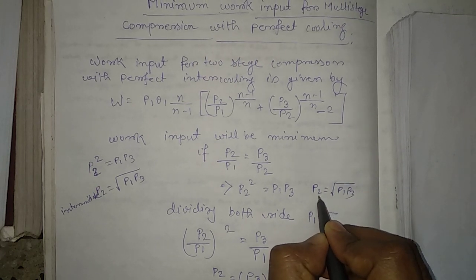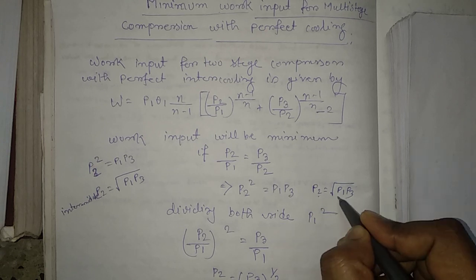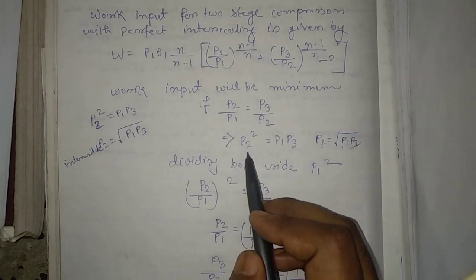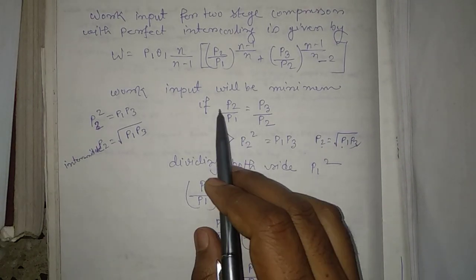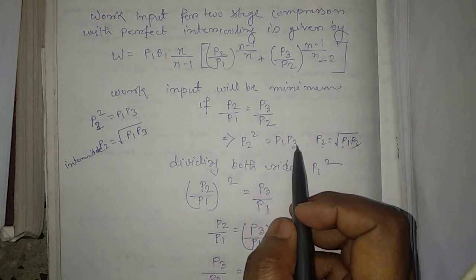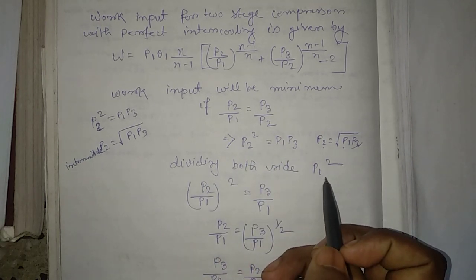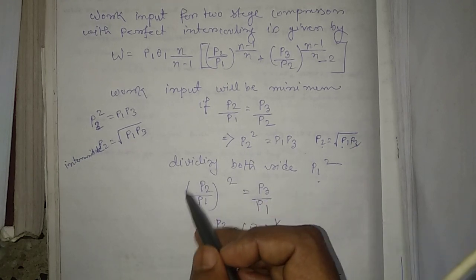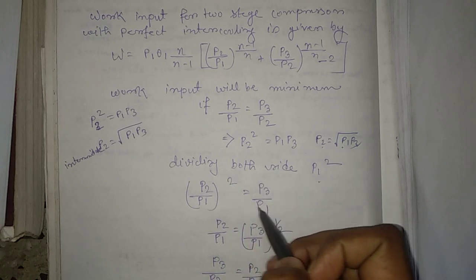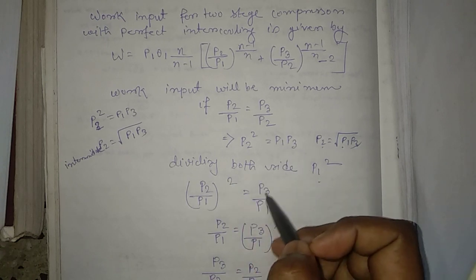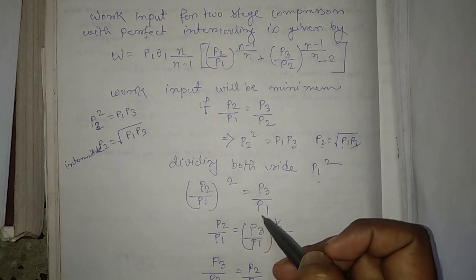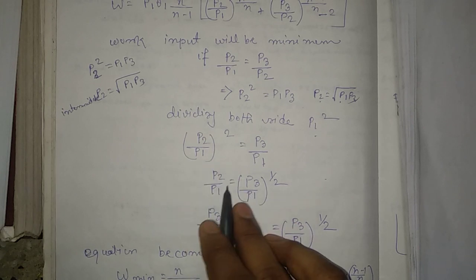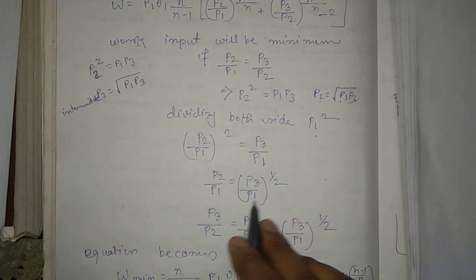So P2 is your intermediate pressure, P1 is your initial pressure, and P3 is your final delivery pressure. So this is the expression: P2 square is equal to P1 into P3. Now dividing both sides by P1 square, the equation becomes P2 by P1 the whole square is equal to P3 by P1, because P1 and P1 square cancel, leaving P3 by P1 in the denominator part. So P2 by P1 is equal to under root of P3 by P1.